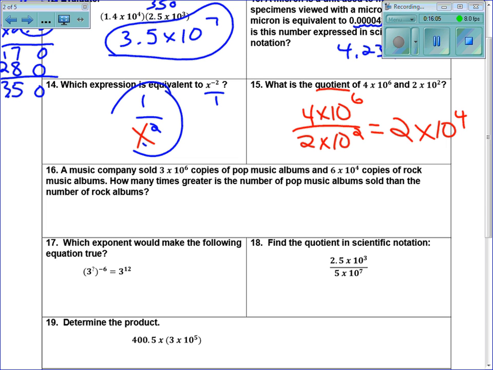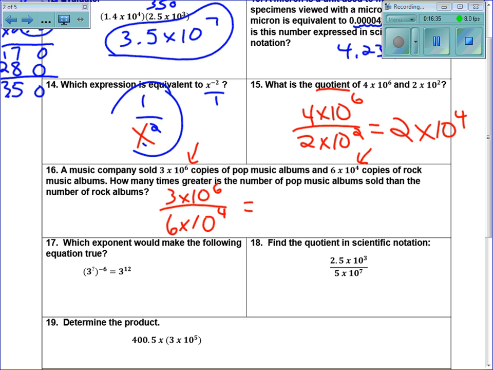A music company sold 3 times 10 to the 6 copies of pop, and 6 times 10 to the 4th copies of rock. How many times greater? How many times greater? That tells me to divide. 3 times 10 to the 6th, divided by 6 times 10 to the 4th. You got to be careful. It says how many times greater is pop, so the pop music goes on top. Also, that's the bigger number because of the exponent. Exponent of 6, exponent of 4. That number is greater. Divide.